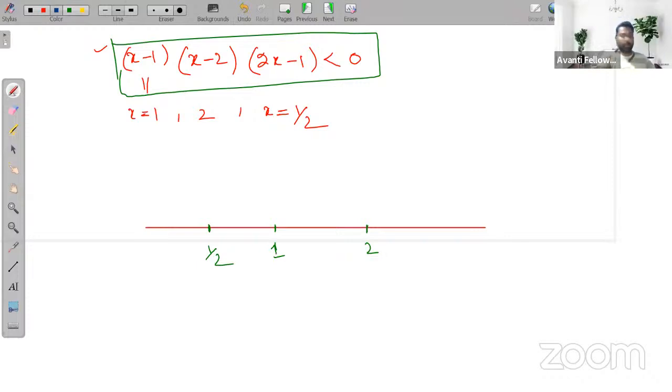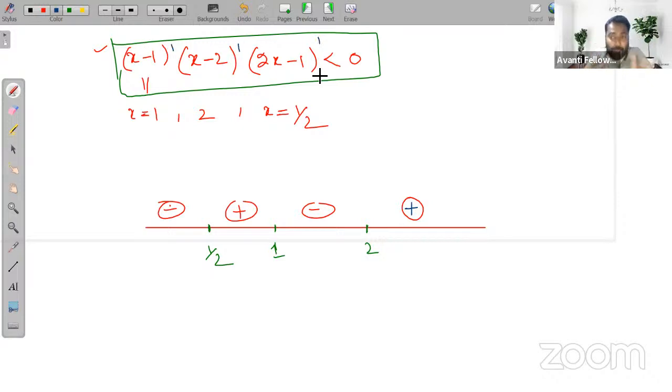Clear? Okay. In the next step, what will we do? First, give the positive sign in the extreme right. This is my positive region. Because all the factors have odd power, we can blindly alternate all the signs. This is positive, this is negative, this becomes positive, this becomes negative, because each of the factors has odd power.